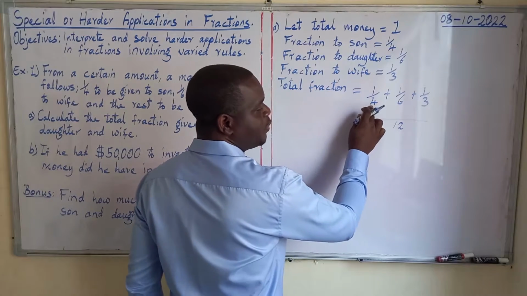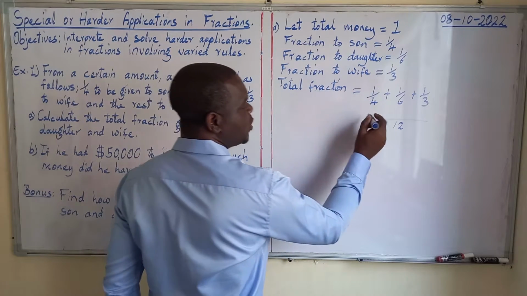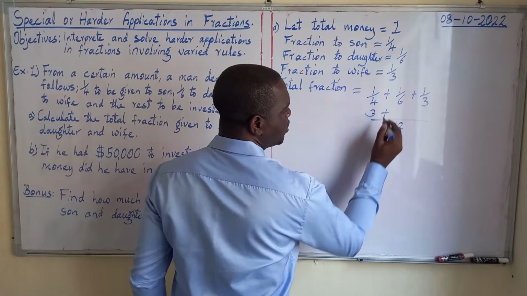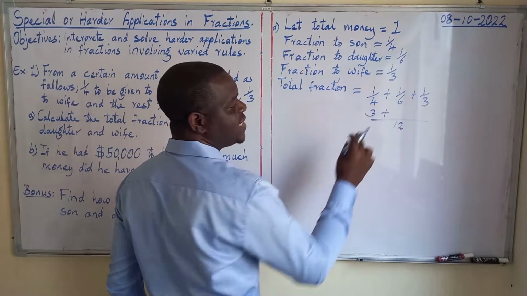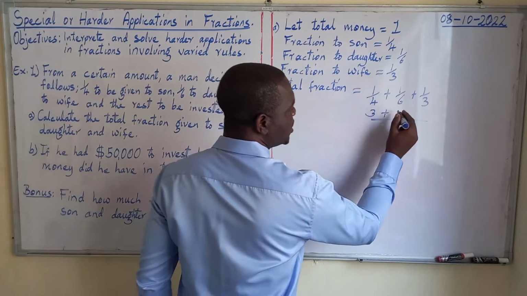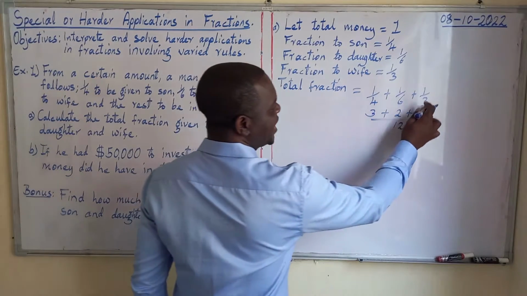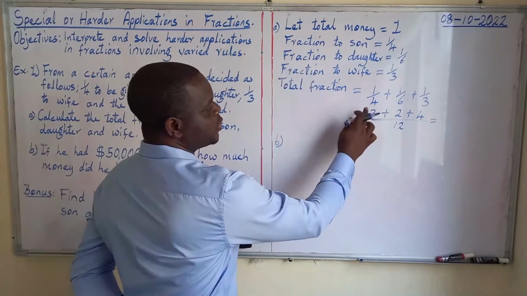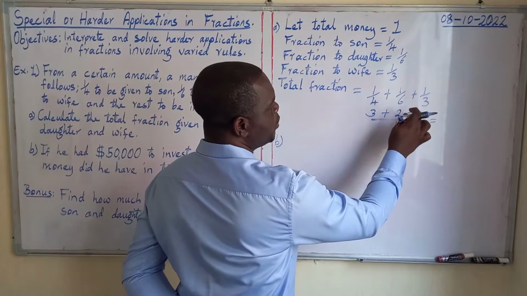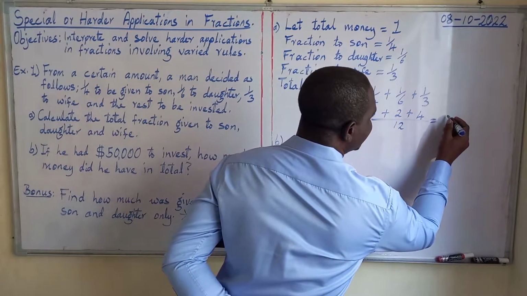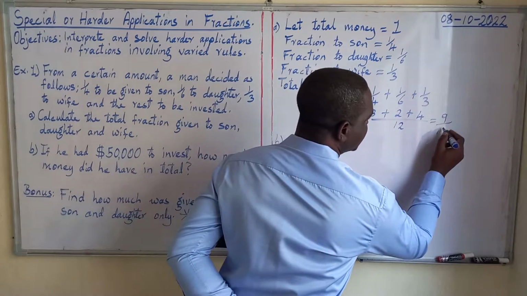12 divided by 4 is 3, and 3 times 1 is 3. Bring down a plus sign. 12 divided by 6 is 2, and 2 times 1 is 2. And 12 divided by 3 is 4. 4 times 1 is 4. So 3 plus 2 plus 4 is going to give 9, and you express it all over this 12.